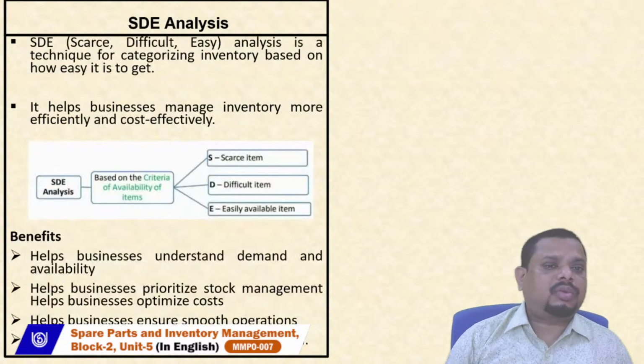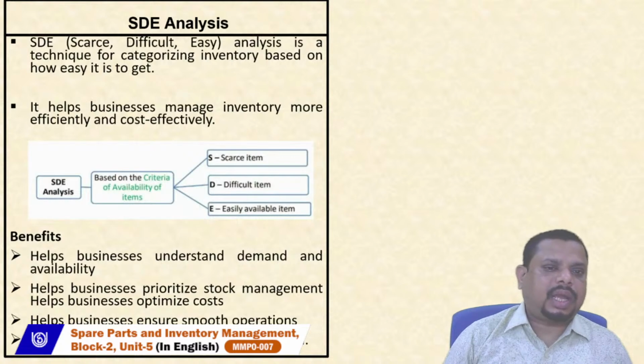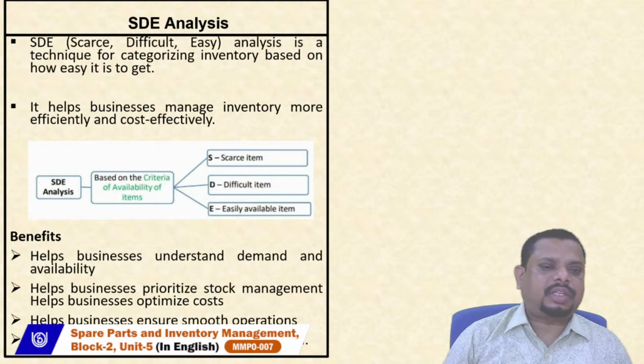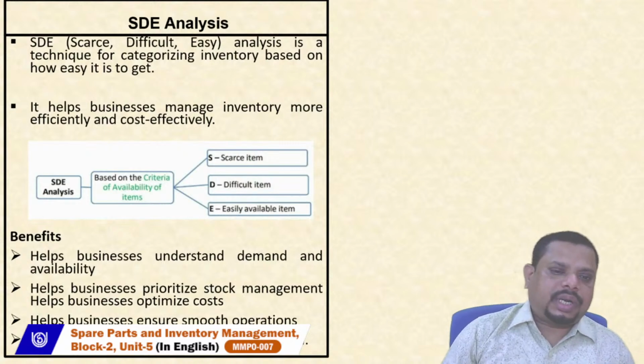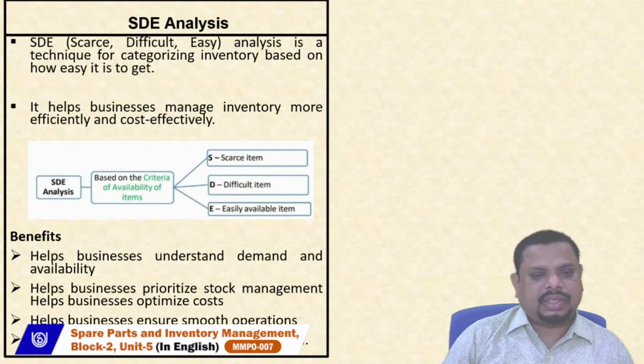Moving to the next one, we have SDE analysis. S stands for scarce, D for difficult, and E for easy. This SDE analysis is a technique for categorizing inventory based on how easy it is to get, and it helps the business manage inventory more efficiently and cost effectively. If you observe this block diagram, the SDE analysis is based on the criteria of availability of items, and as I have already told, S stands for scarce items, D stands for difficult items, and E stands for easily available items. So what are the benefits of SDE analysis?